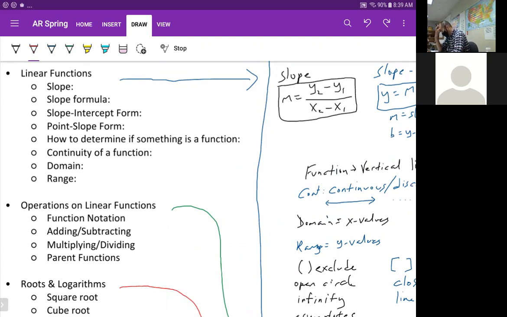Continuous is if you can use your pen and draw this and don't have to pick up your pen, then that's continuous. Domain is where the function exists on the x-axis. Range is the y-axis. Function notation is just substituting a number in for the variable. Adding, subtracting, you do function notation and then you add the two answers. Multiplying, dividing, you do function notation and then you multiply or divide that number by whatever you need to. Parent functions, you take the transformed function and you put it back to the original or vice versa.